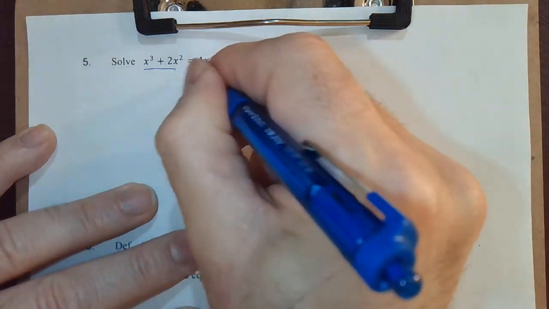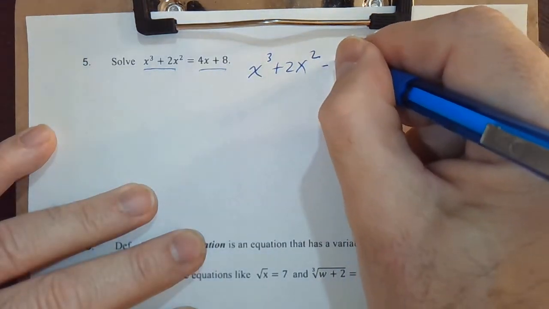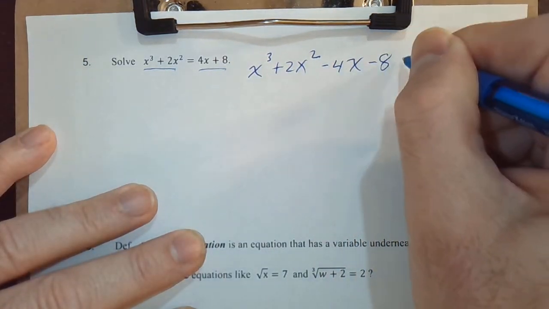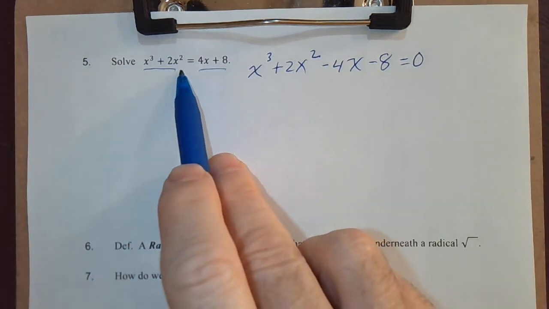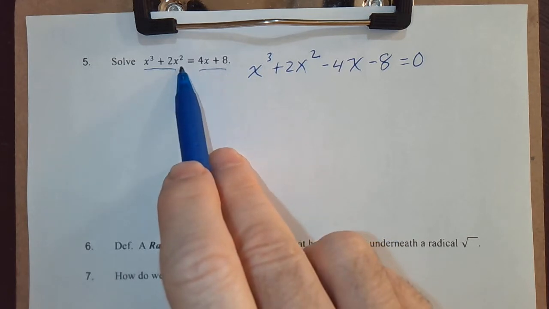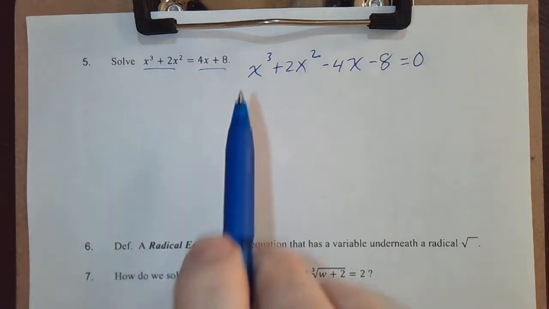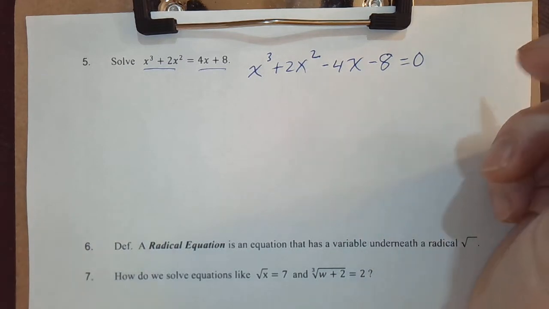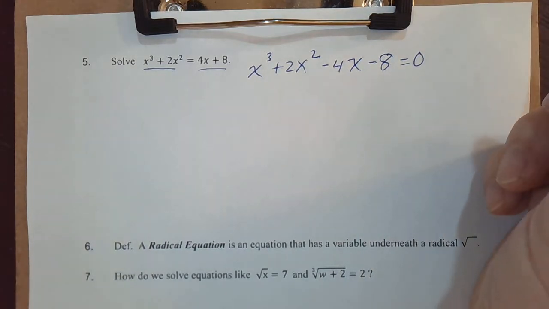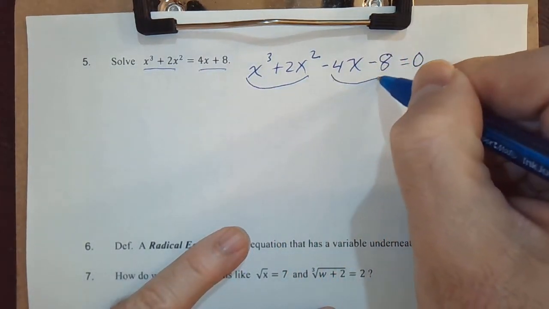I'm going to subtract 4x from both sides, and I'm also going to subtract 8 from both sides. And that gives me 0 on the right-hand side. Now, maybe you remember how to factor this. We haven't done any factoring where we had an x cubed, but this is one you might remember from a previous class, where we're going to use something called factoring by grouping. I'm going to factor these two together, and I'm going to factor these two together.